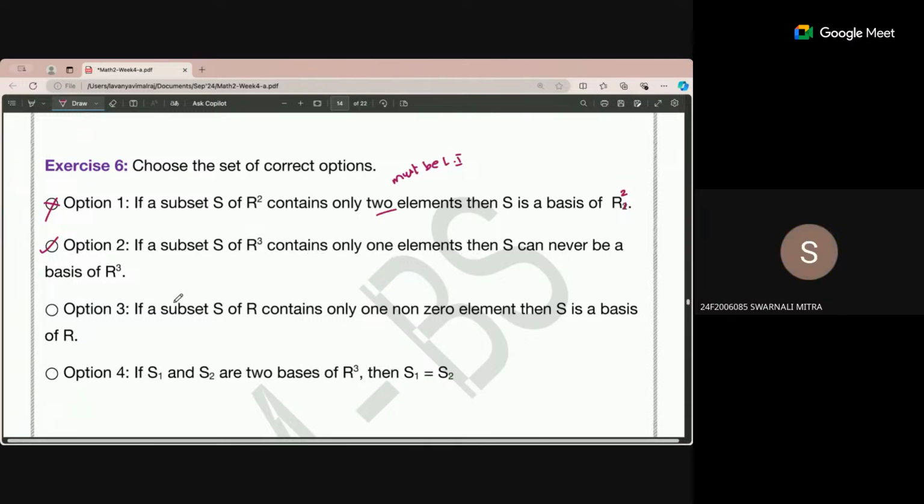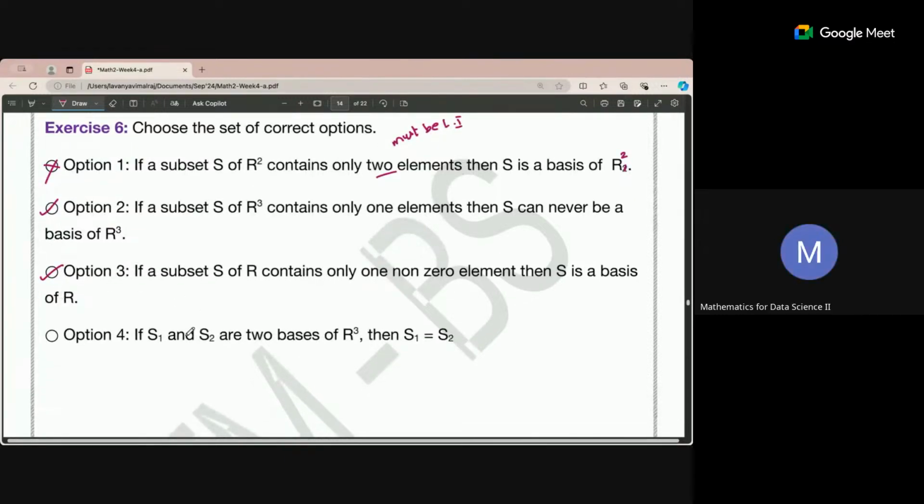Option 3: if a subset S of R contains only one non-zero element, then S is a basis of R. We are talking about R. You can imagine the x-axis only. With one non-zero element, will it span R? Yes, it will.